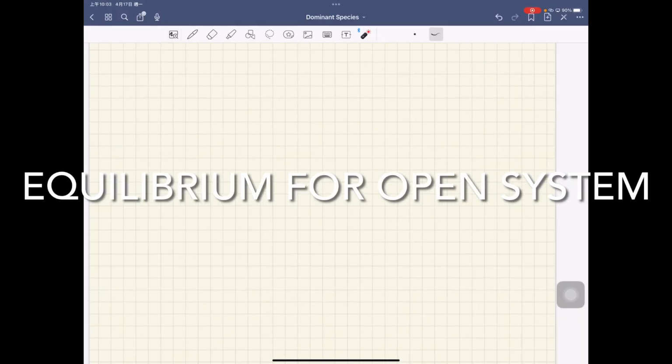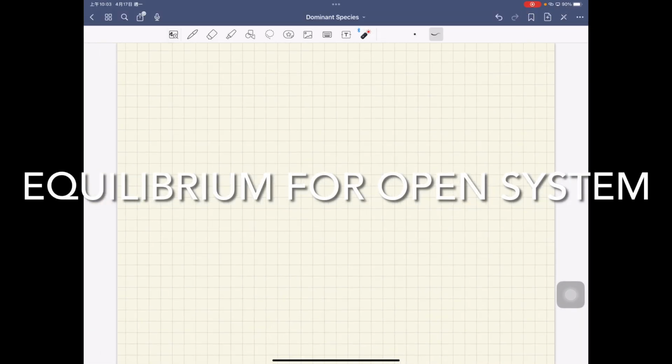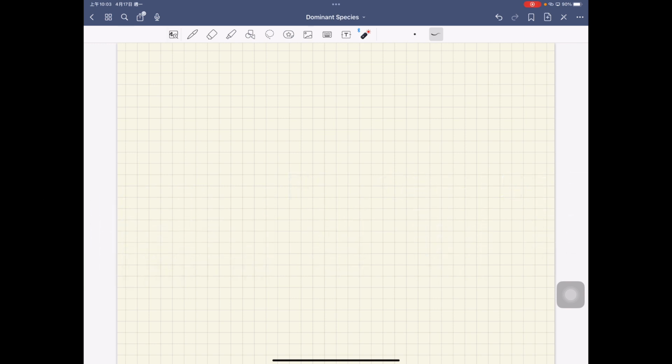Okay, so now I'm working on the open system. Open system means that whatever species can interact with air will do the interaction. So this is how I did it. I said this is the open system.